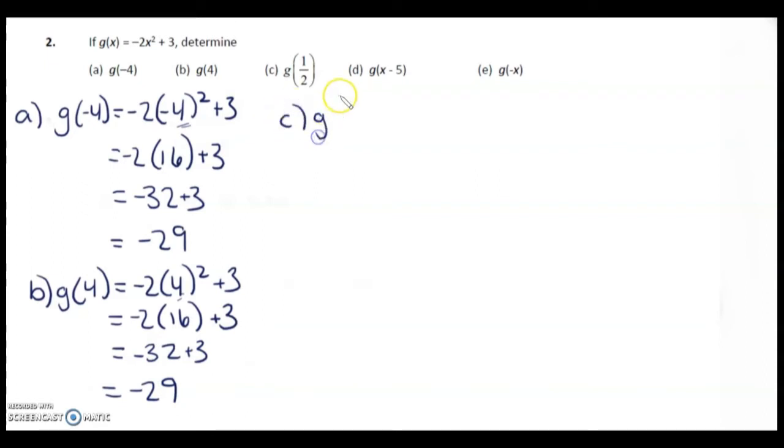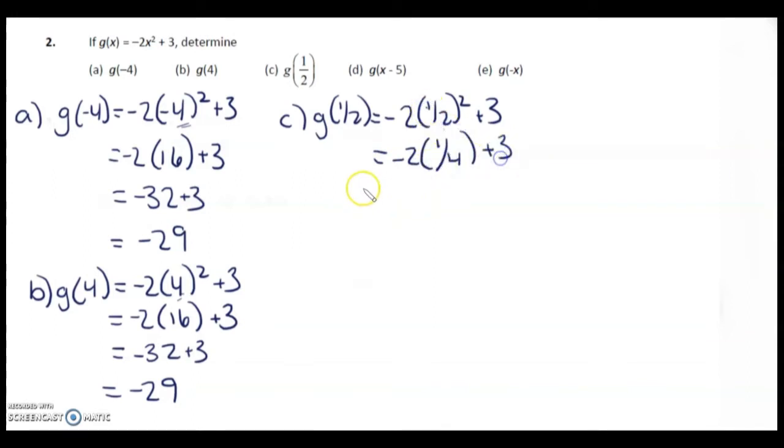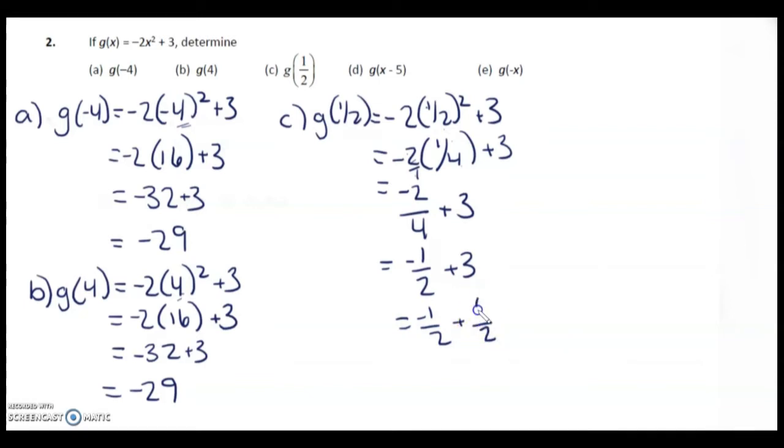Okay, C, g at a half equals -2 times a half squared plus 3. So a half squared is just saying 1 times 1, 2 times 2, right? So it's a quarter. And numerators over denominators, so just multiply across. So this is actually like -1/2 plus 3. 3 is actually going to be, if it's over 2, 6 over 2. So I get 5 over 2 for that answer.